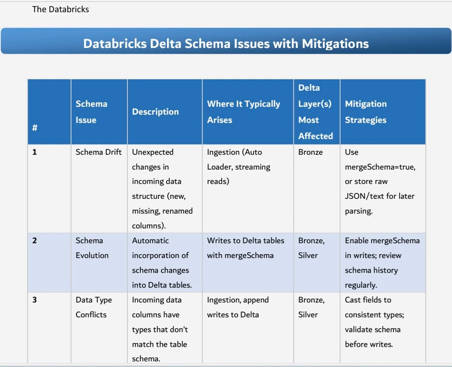Number 6, nested field changes. Okay, let's get a bit more complex. Yeah. Nested field changes. This is about changes inside complex data types like JSON columns or structs, right? A field appears or disappears within the nested structure.